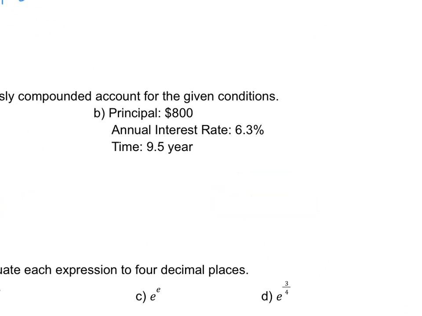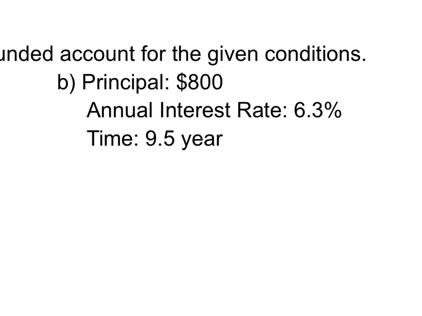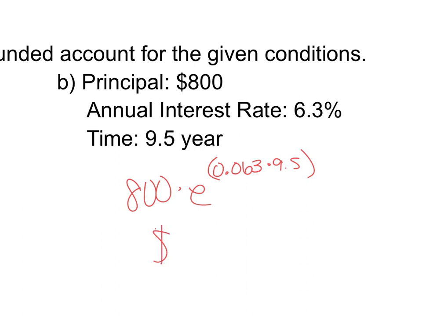Okay, now let's do another one. Principal is $800, annual interest rate is 6.3%, time is 9.5 years. Let's do it. So we have 800 times e to the 6.3%, which is 0.063, times 9.5. Stick that in your calculator, and make sure you figure out where that e button is. It comes to $1,455.51. If you are on Desmos, it's under functions. I can tell you that.